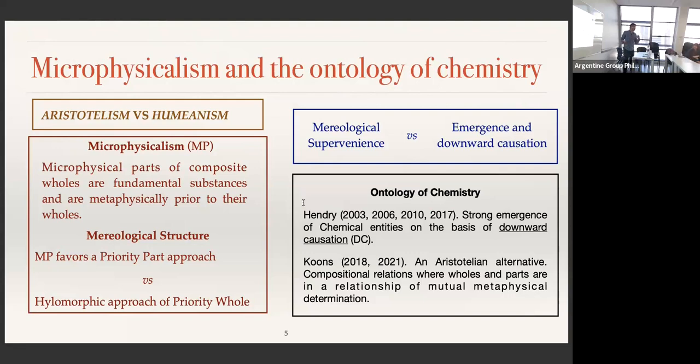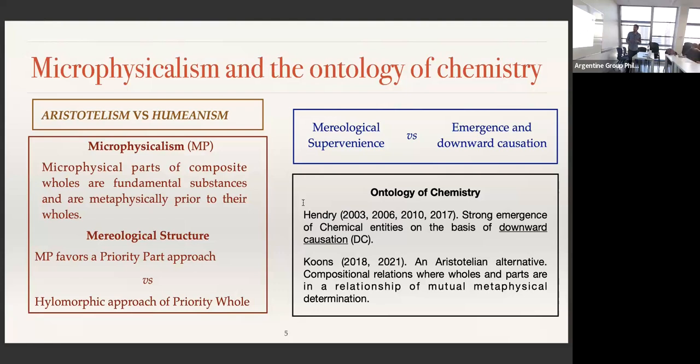And this claim is defended on the basis of mereological supervenience. That is the idea that there is no change in the properties of the whole without a change in the properties of the parts. And the Aristotelian counterpart of microphysicalism is hylomorphism, the doctrine that defends the idea that the whole is prior to the parts. This priority of the wholes is defended on the basis of downward causation, particularly formal causation understood in terms of downward causation.